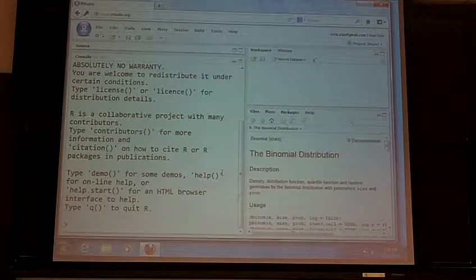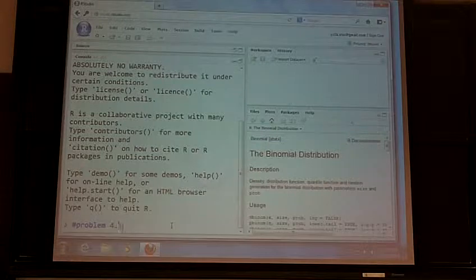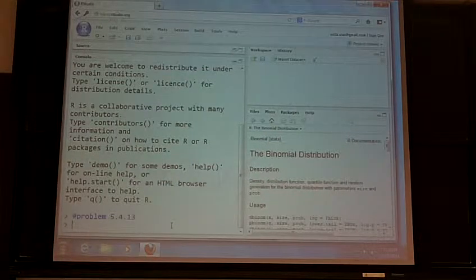So I wasn't sure. Yeah, so this is problem 5.4.13, okay? It says we have a sample size of 50, so I'm just jotting these down as comments to myself: size equals 50.